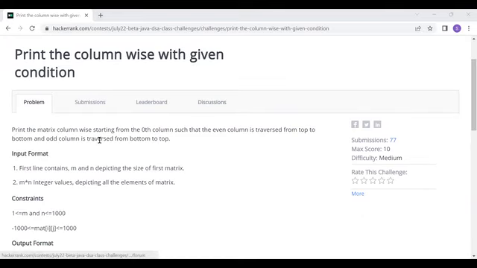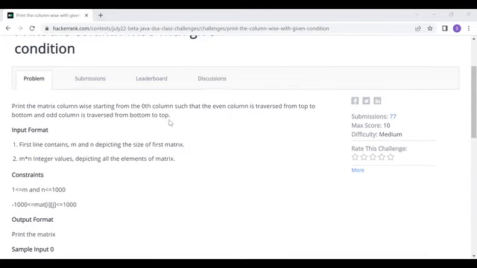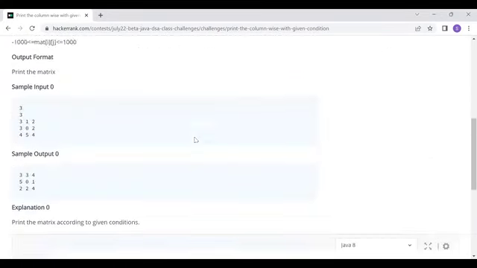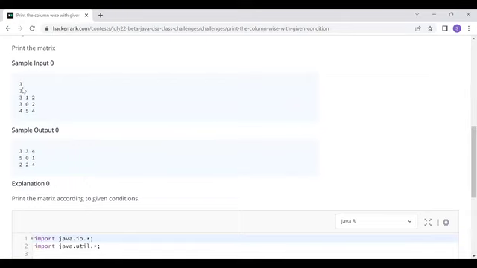So print the matrix column by starting from the 0th column such that even column is traversed from top to bottom and odd column is traversed from bottom to top. So here they are saying you need to check for the columns whether they are even or odd. So let's see this matrix. In this matrix, this will be 0th column, this will be first column, this will be second column, right? So now what you need to do is check whether the column number at which we are currently standing is even or odd.